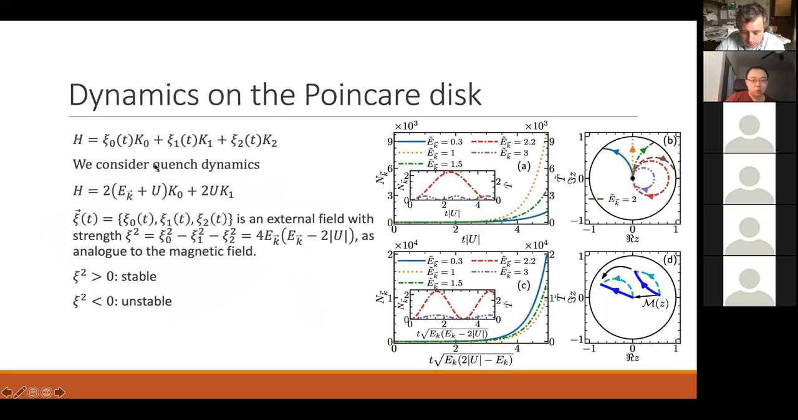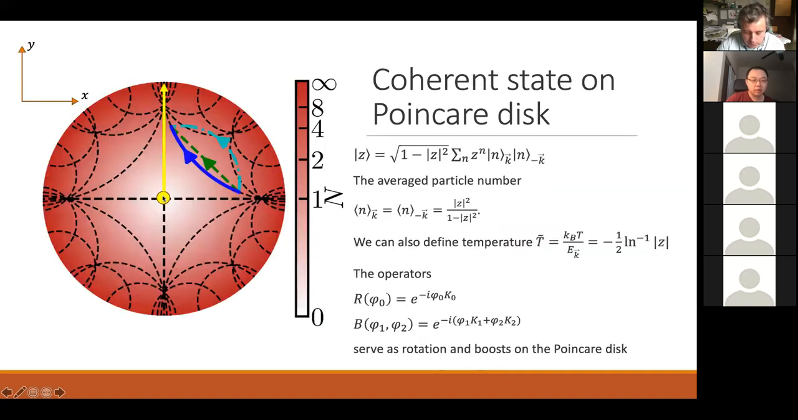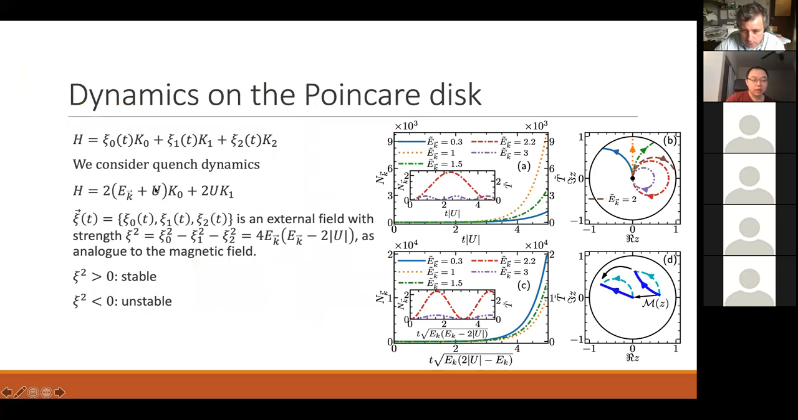Okay, so then we study the quench dynamics where my initial state is located here, the two-mode vacuum, and my Hamiltonian is this one. So we are considering, in general, a negative U, a scattering length, which means attractive interaction. Under this Hamiltonian, different dynamics are generated, and they are separated by this parameter, whether it's greater than zero or less than zero. We can consider some limiting cases. One is that the EK is very big, then it corresponds to the stable region where the coherent state will do this circular motion, as shown for this red or purple dashed line.